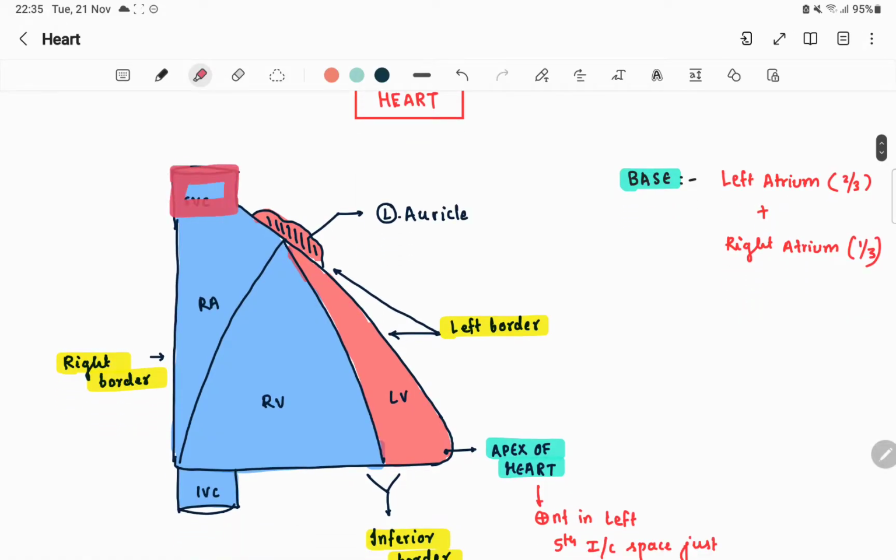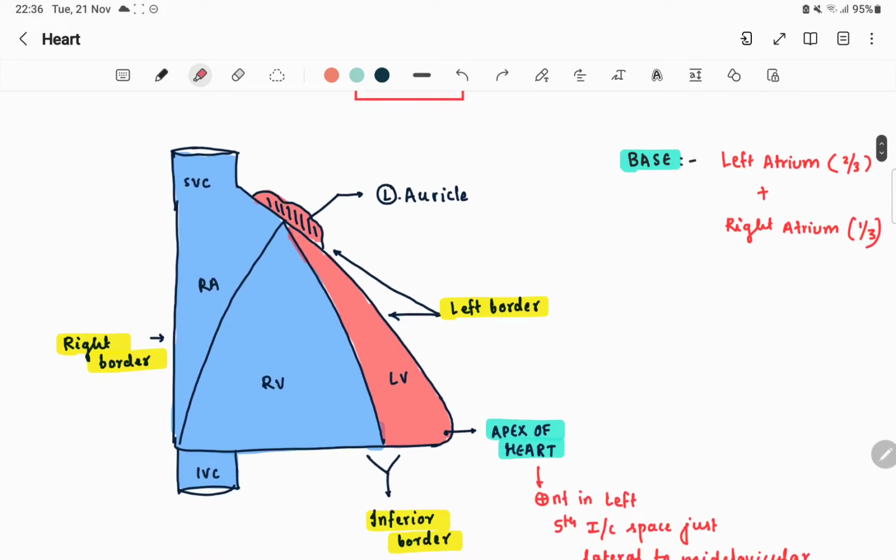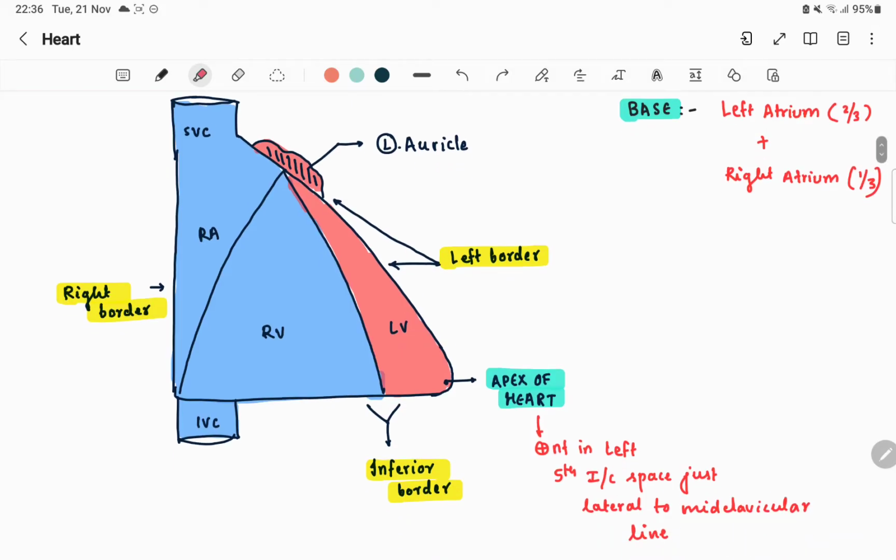Let's talk about the heart, the base and the apex and all. So this is the superior vena cava of the heart, and this is the right atrium of the heart. This is the right ventricle of the heart, and this is your left ventricle of the heart. So your left atrium must be situated on that side. Seeing the heart in this manner, this is your left auricle. Only the left auricle is seen. The left atrium is not seen here, as it is present more posteriorly.